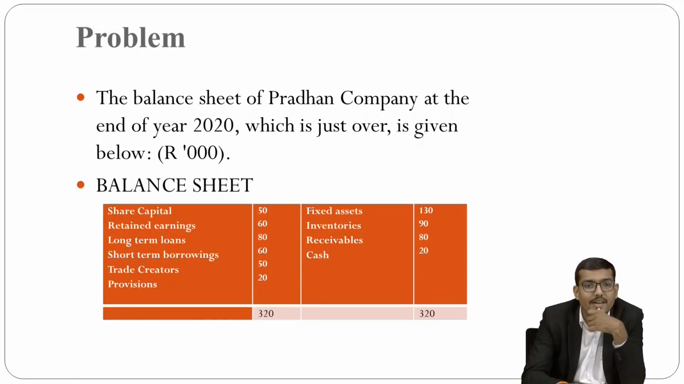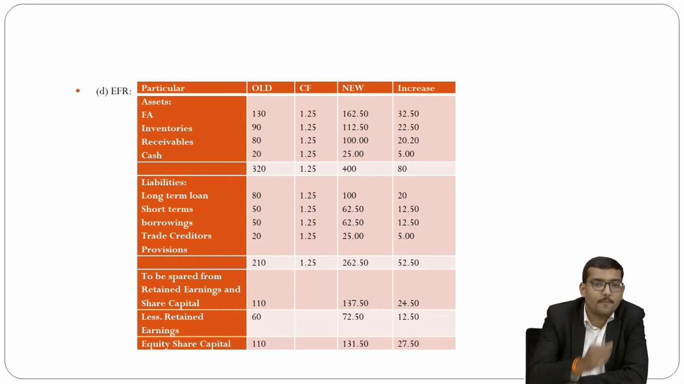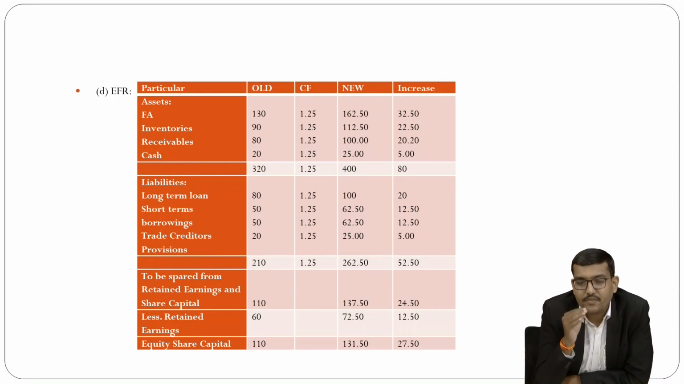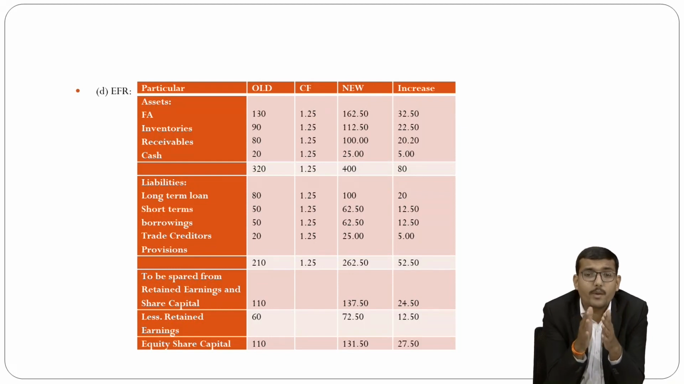So now let's take the liabilities. Here the liabilities are share capital and retained earnings, which we don't want to write, so we go directly to the long term loans, short term borrowings, trade creditors, then provisions. Long term loans are 80,000, short term borrowings 60,000, trade creditors 50,000 and provisions 20,000. So here we write 80, 50, 50 and 20, and we have to convert them with the conversion factor, that is 1.25.